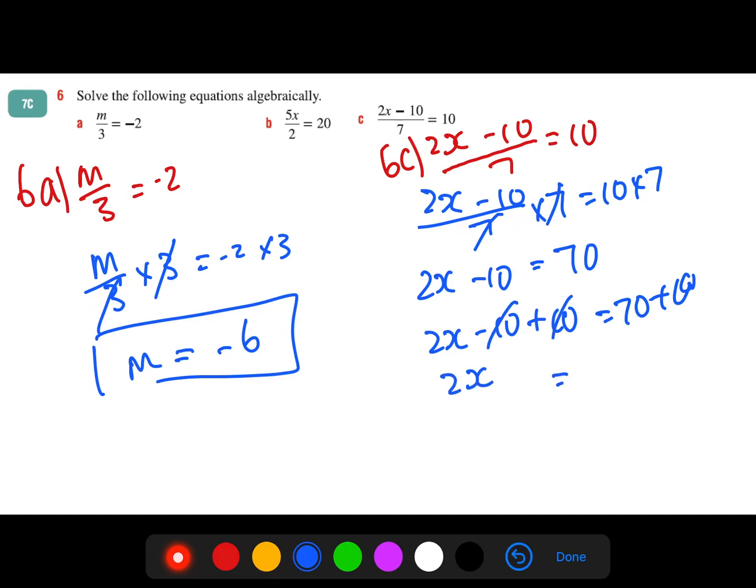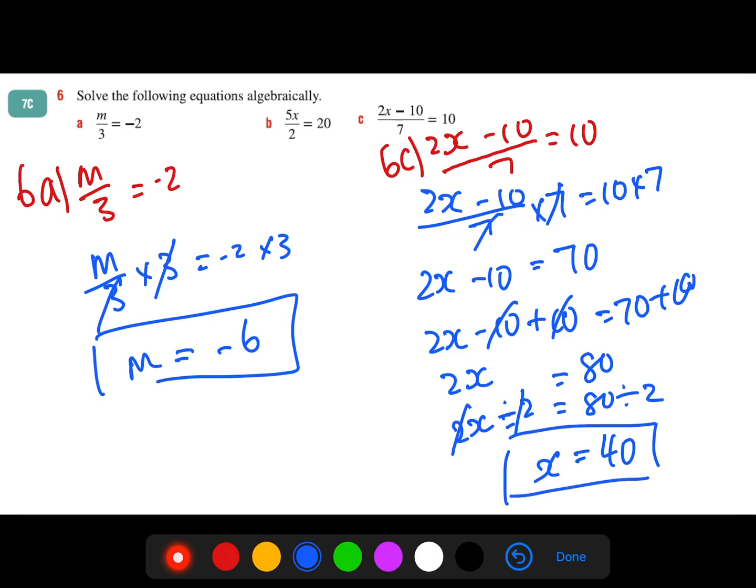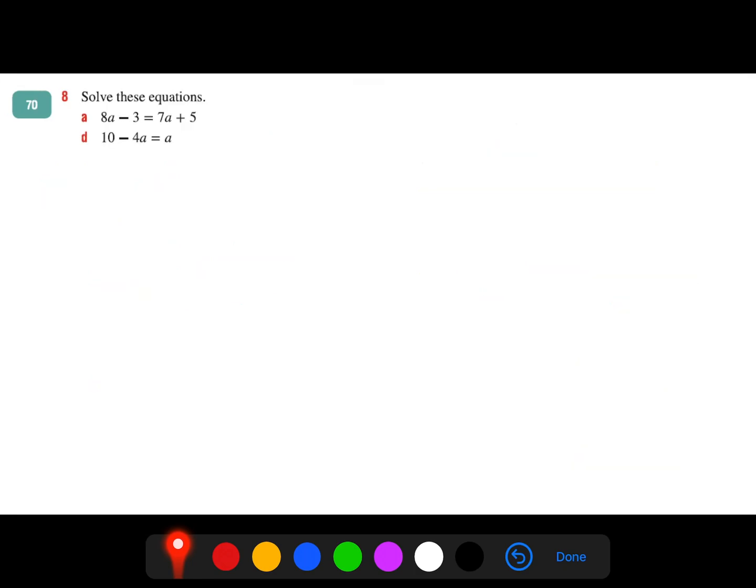10s will cancel out. 70 plus 10. That's a weird looking 10, but it's going to equal 80. Now 2x divided by 2 is equal to 80 divided by 2. These will cancel out. I'll be left with x is equal to 40. So even though it looks confusing for this question, if I break it down into the different steps, I can actually algebraically solve for that equation.